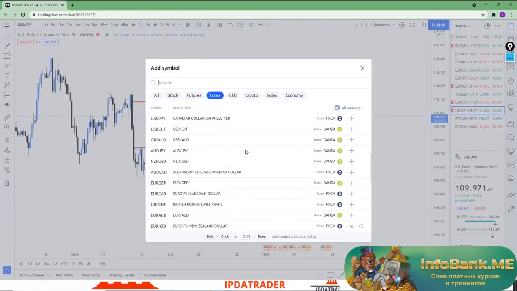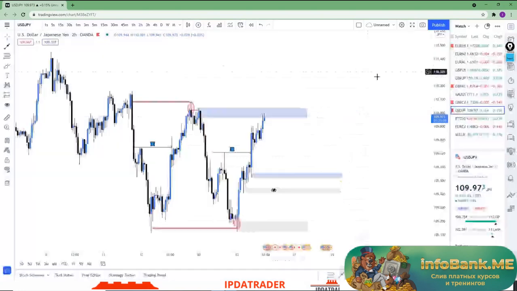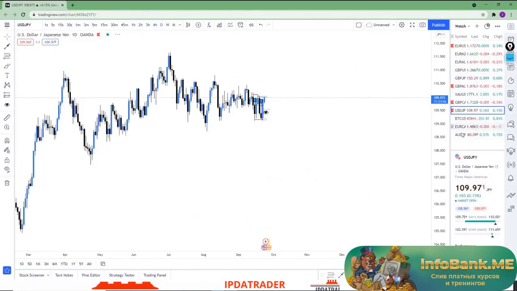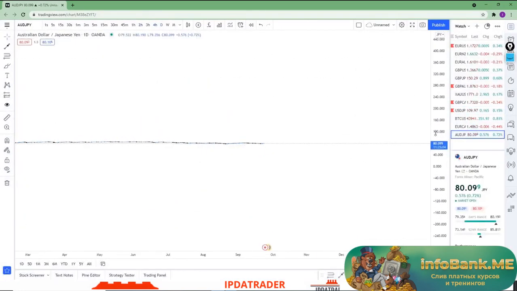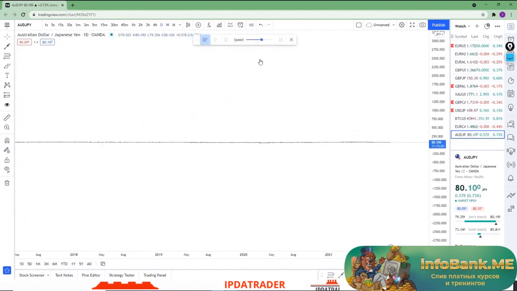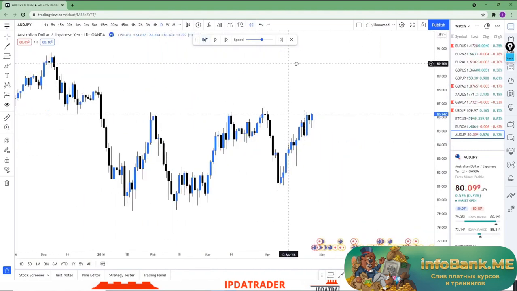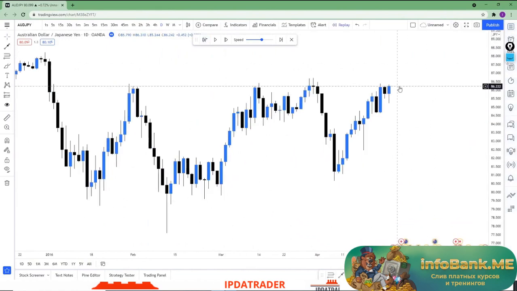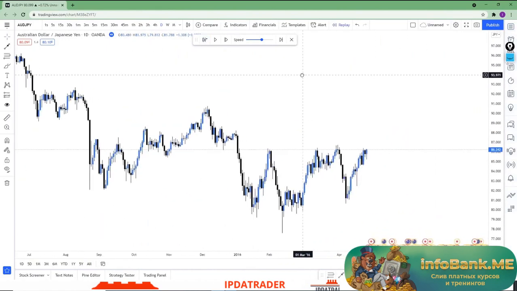Let's open a random pair just like this, AUDJPY. Let's go to a daily time frame. Let's zoom out so I don't see what's actually happening. I can't see what's happening here. Let's go to a random point in time, something like this. Okay. And let's try to make sense of what's happening here, right?